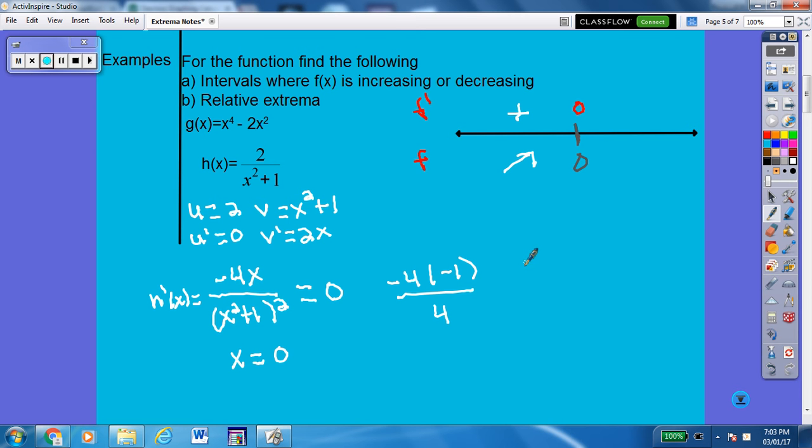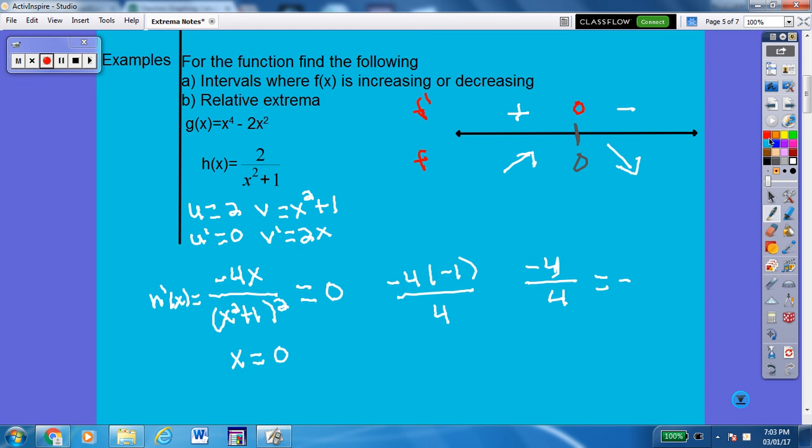So let's put in +1. That'll be -4 times 1 over, again, 1 plus 1 is 2, squared is 4. So this one came out negative. That means that it is decreasing. If we wanted to give intervals of increasing and decreasing: for increasing, negative infinity to 0, included; for decreasing, 0 to infinity. And this is our relative max.